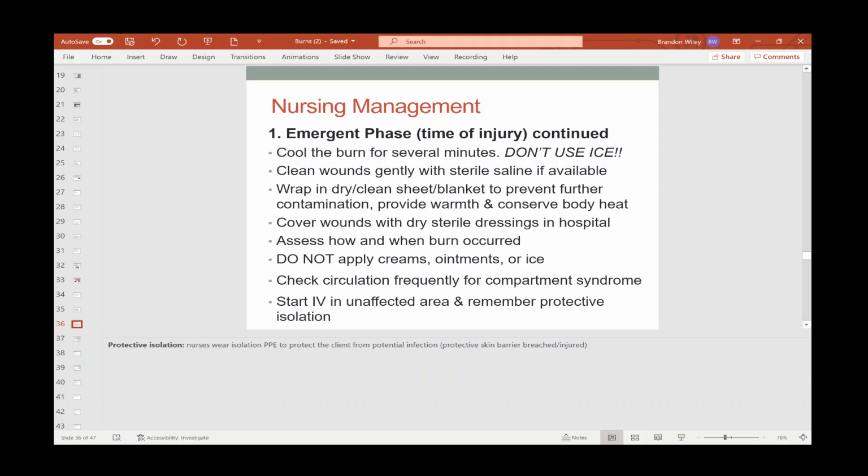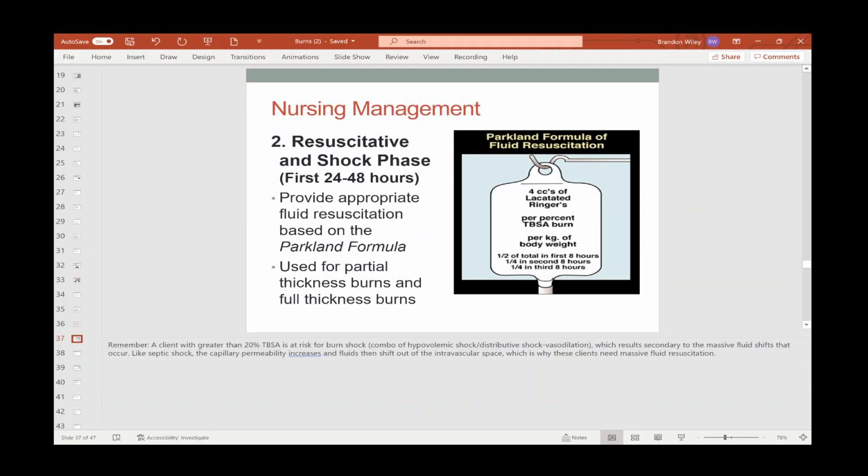So resuscitation. In resuscitation, I told you we're going to talk about how to resuscitate. You first have to decide how much percentage of the body has been burned. So what is our TBSA percentage? You're going to take that percentage and now we're going to use the Parkland formula. And the Parkland formula is going to give us the total amount of fluids that we need for that particular patient's weight and percentage of body burn.